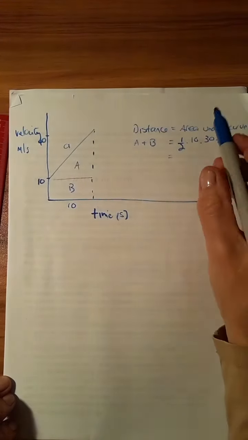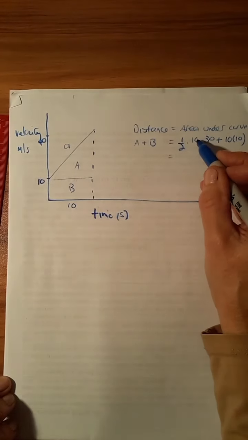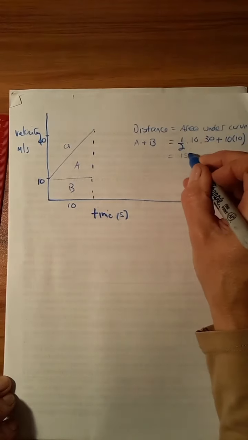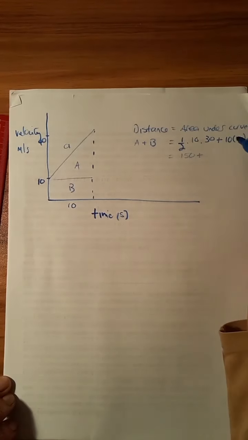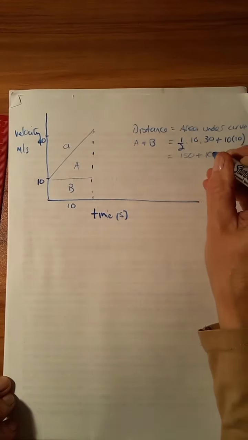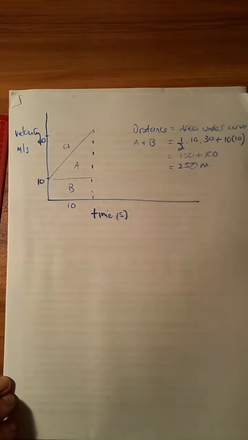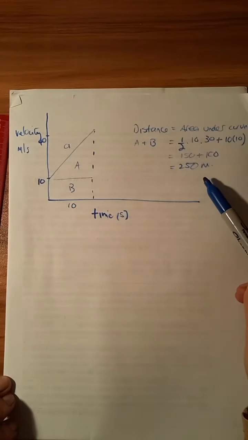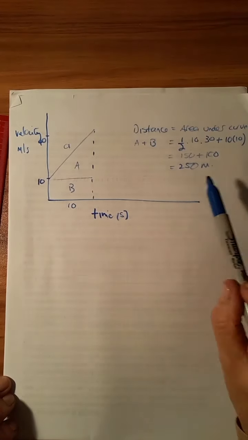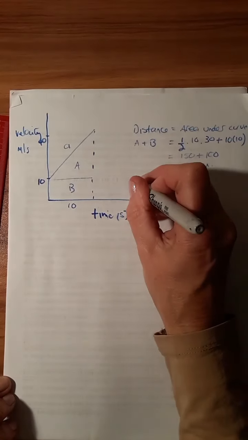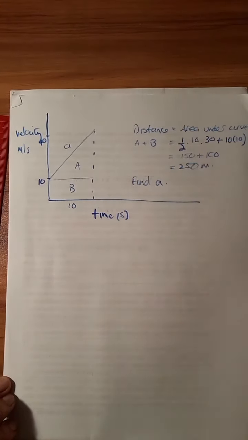So this particular bit is 5, or 2 into 10 goes 5 times. 5 by 30 is 150. Plus this is 100. So that's 250. So that's the distance that car travels, 250 metres. Now we've got to find the acceleration, so we've got to find A. So this is the next part of the question, find A.